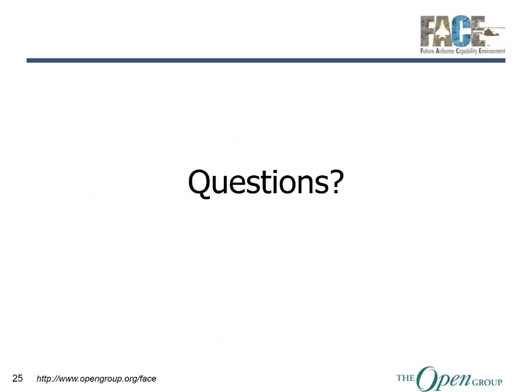So I'm going to work my way through the questions on the Q&A, guys. I'm going to start with Tim. And Tim asks, how do you achieve strong semantic typing in the FACE data architecture? And how does this relate to the open standards used for FACE?